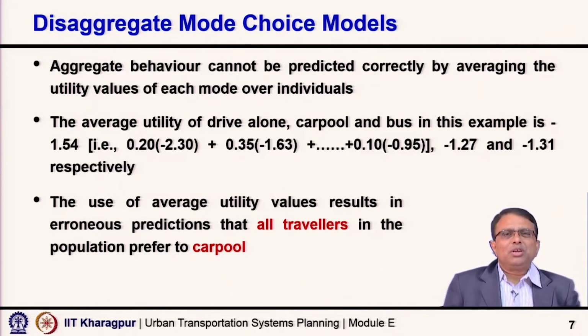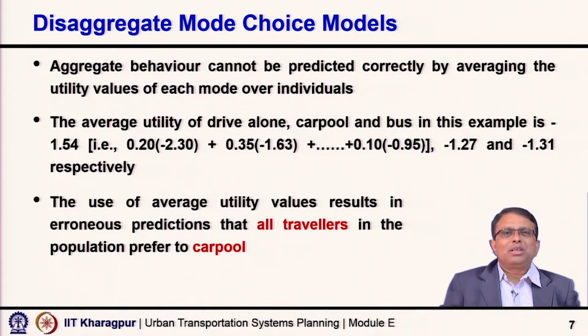Similarly, the average utility of carpool across all segments will be minus 1.27, and the bus it will be minus 1.31 respectively. Then as per this average value, we would say everybody would use carpool, because according to the utility maximization principle, that is the mode that will be selected, but then that will be incorrect.